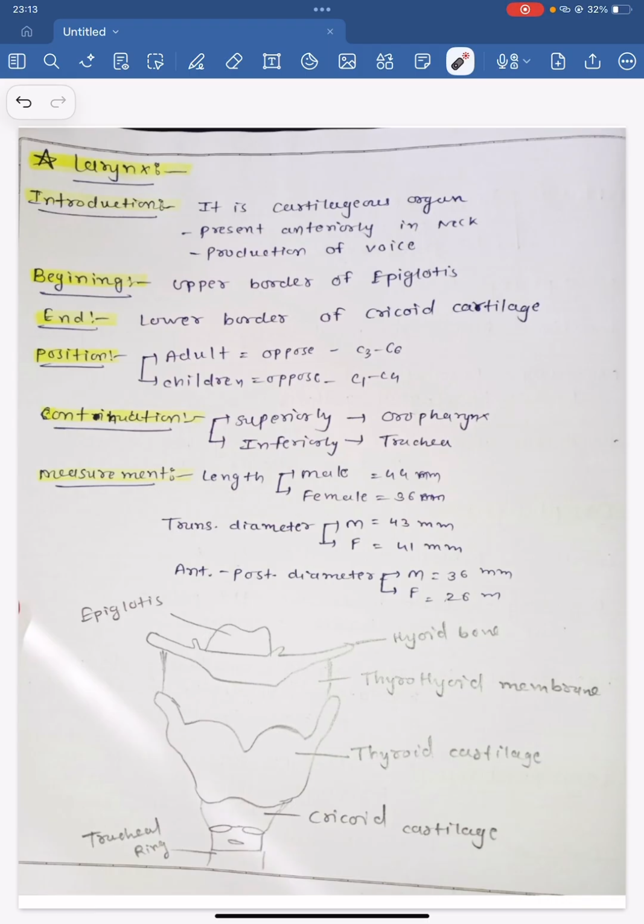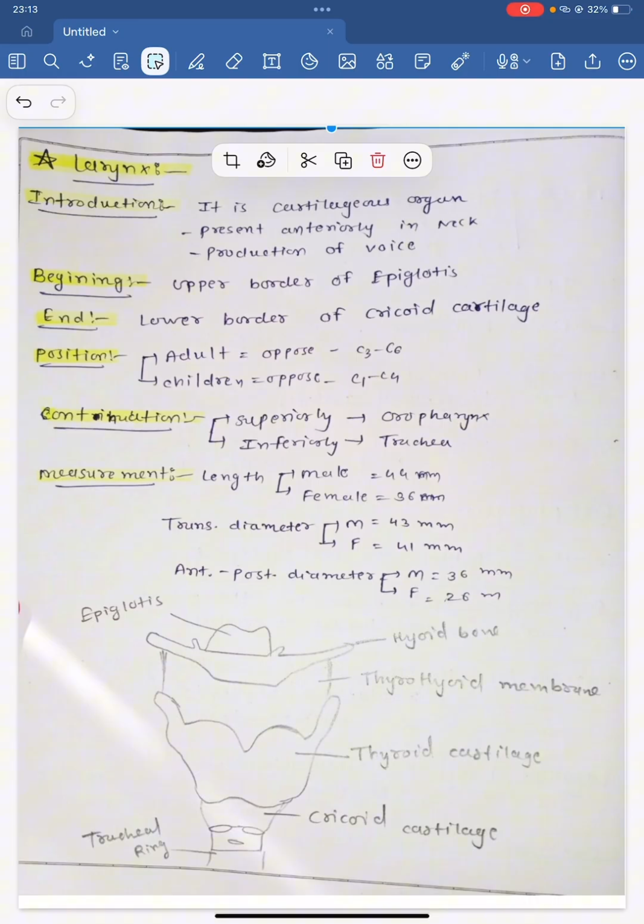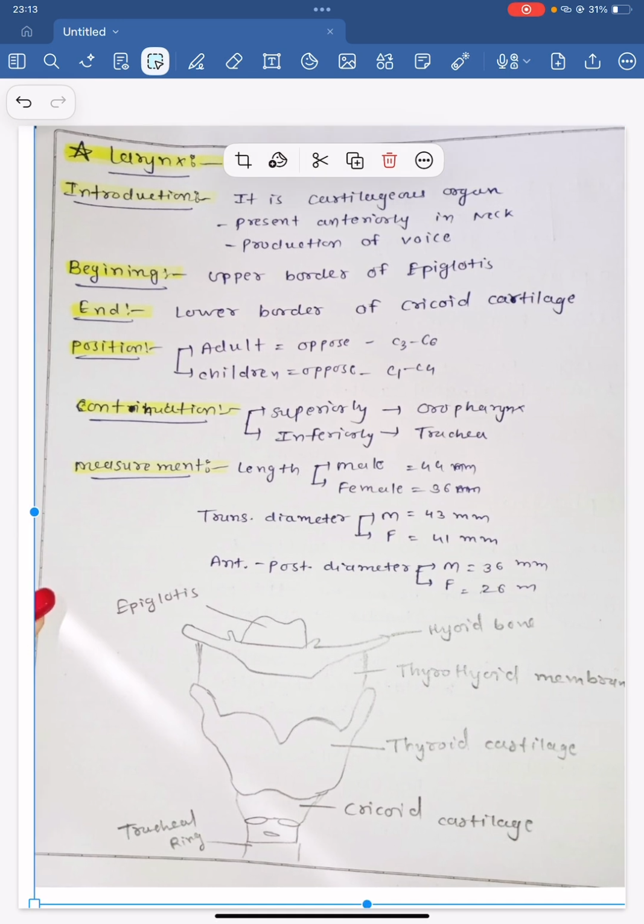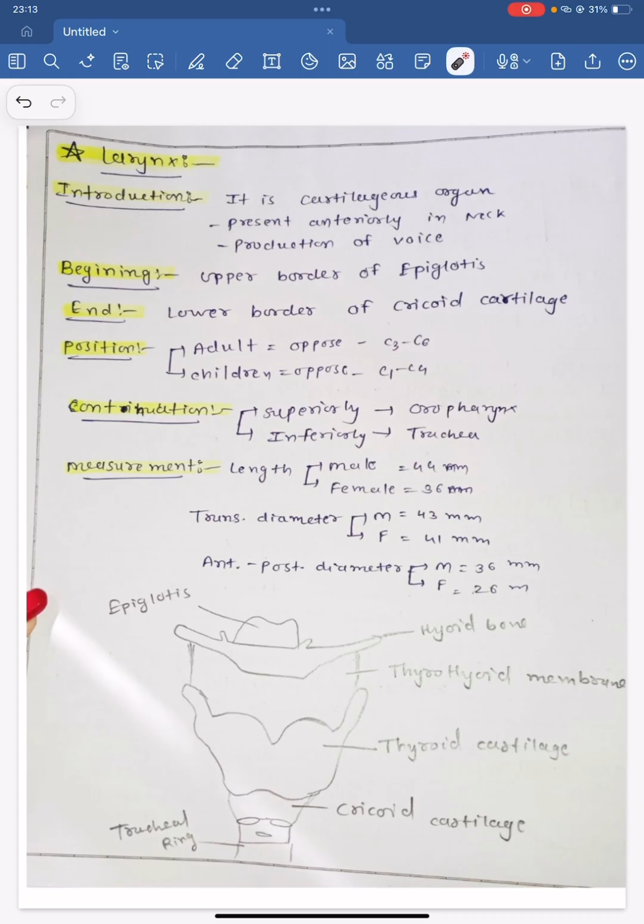At puberty, the male larynx grows rapidly and becomes larger than the female larynx. So it is also called the voice box. Location: in the adult male, it lies in the anterior midline of the neck in front of C3 vertebra, and in children and females it is C1 to C4.